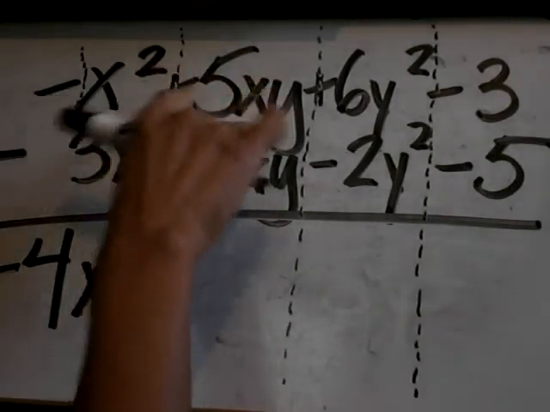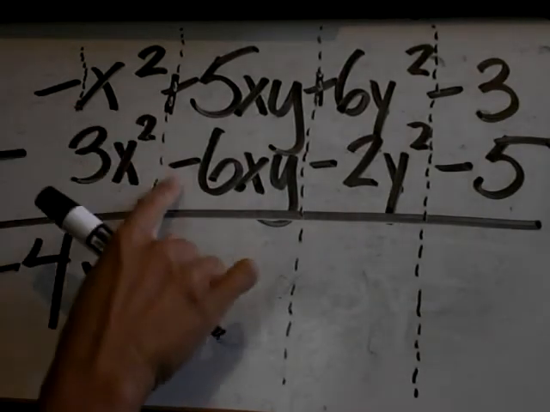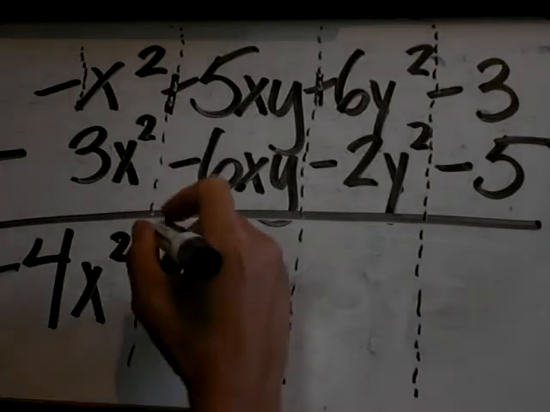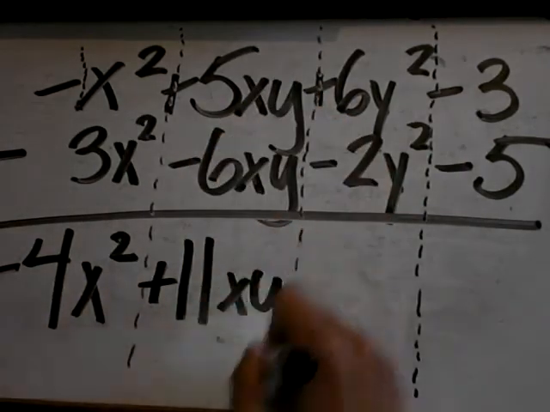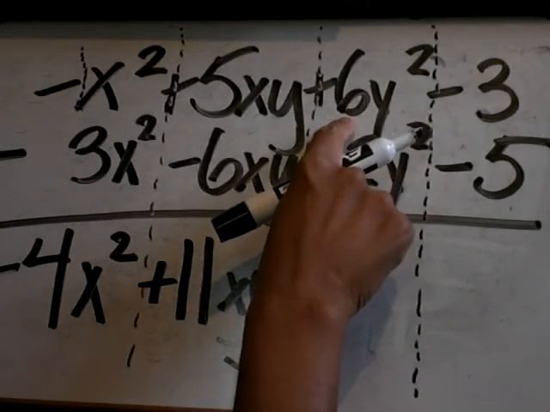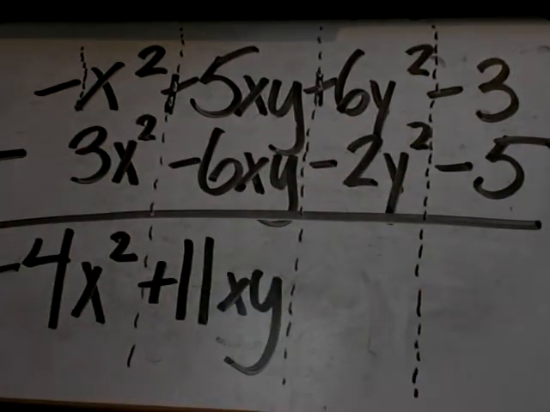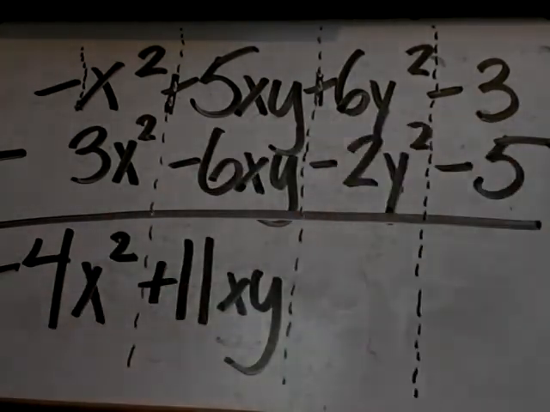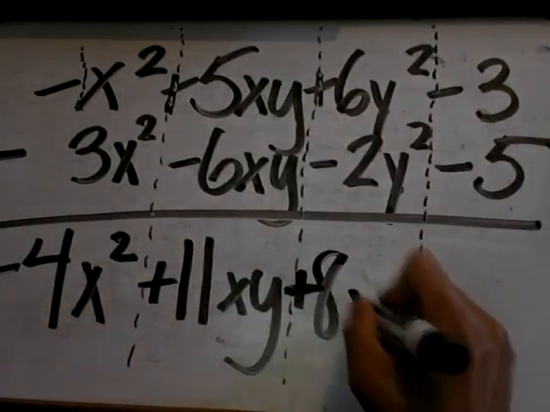And now we have, remember, this is positive 5. So positive 5 minus negative 6, so that's really 11. So it's positive 11. Bring down the xy. And now we have positive 6 minus negative 2y to the second. So that would be positive 8. Be sure to add that plus sign in there. Positive 8, bring down the y to the second.